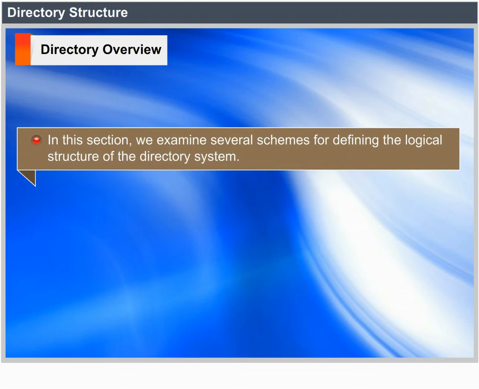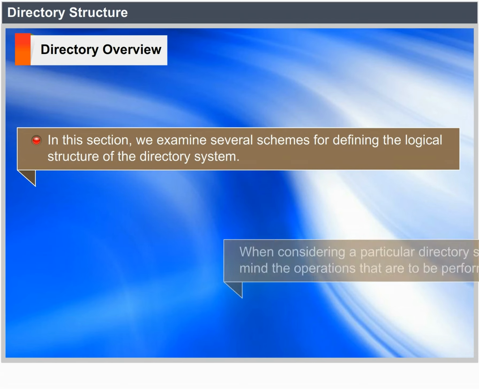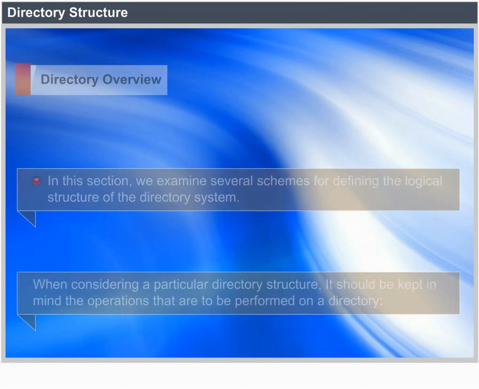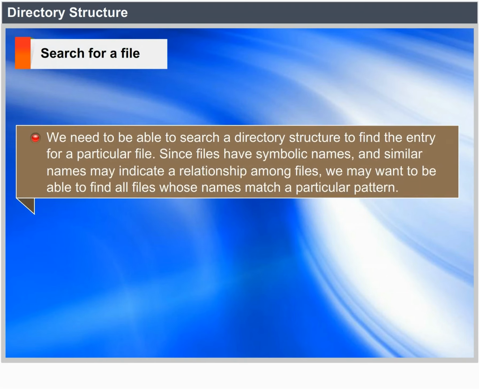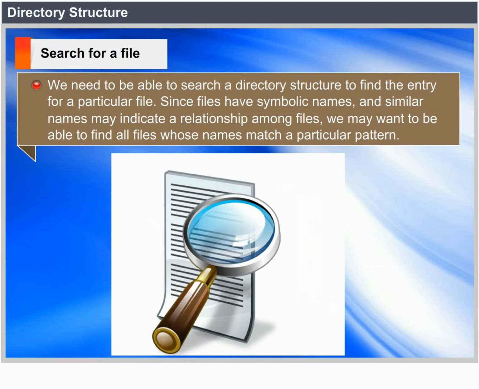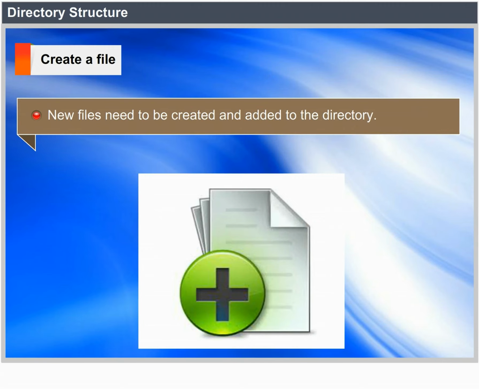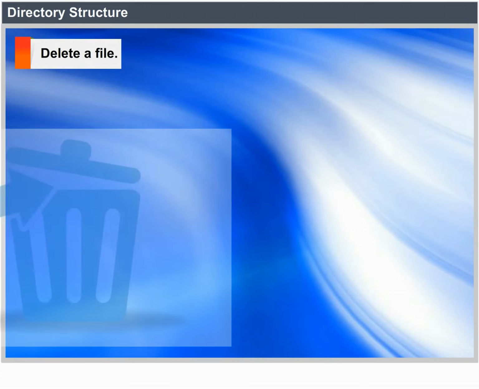When considering a particular directory structure, we need to keep in mind the operations that are to be performed on a directory. Search for a file. We need to be able to search a directory structure to find the entry for a particular file. Since files have symbolic names and similar names may indicate a relationship among files, we may want to be able to find all files whose names match a particular pattern. Create a file. New files need to be created and added to the directory. Delete a file. When a file is no longer needed, we want to be able to remove it from the directory.